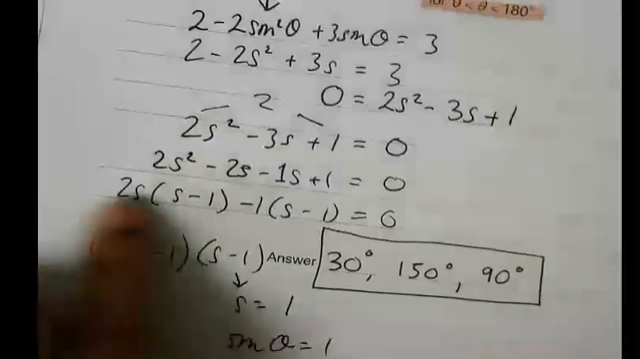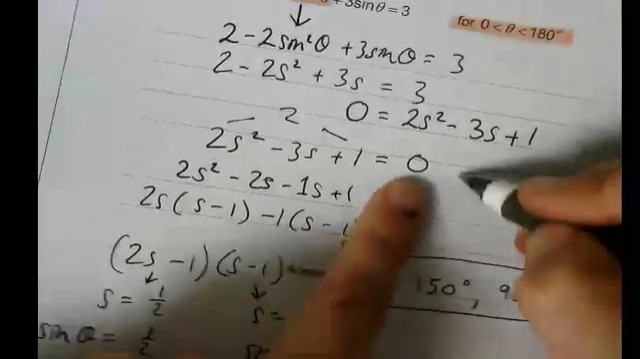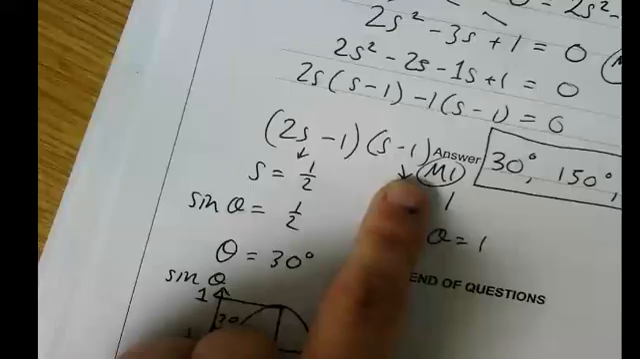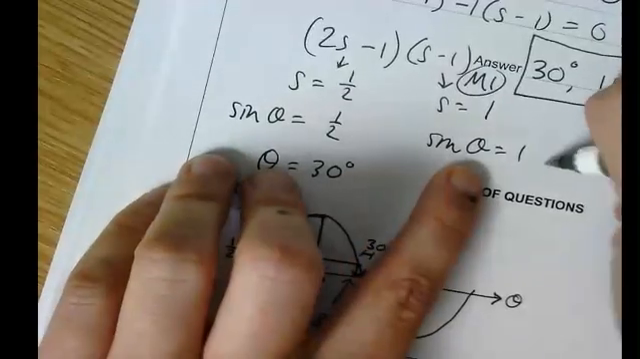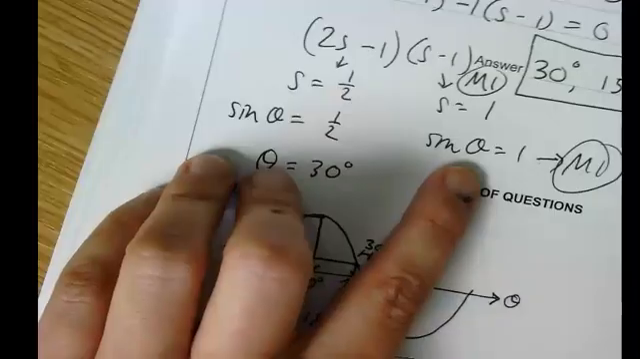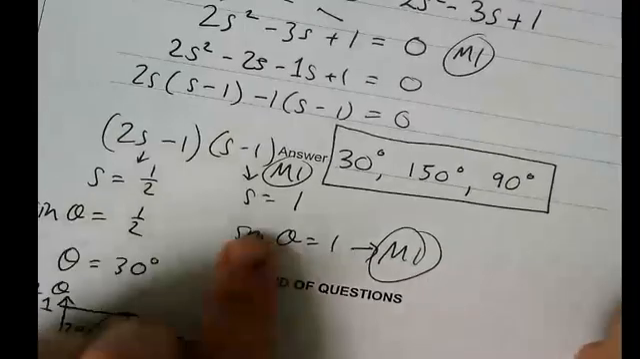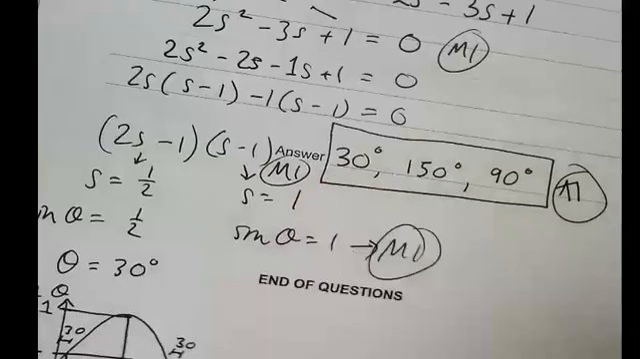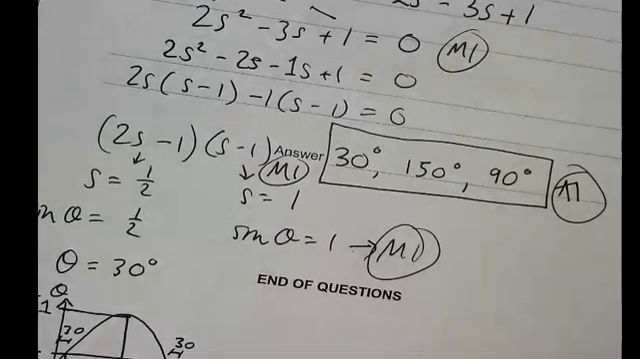You would get 1 mark for getting up to this line. You would get 1 mark for factorising. You would get 1 mark for sine theta is 1/2 or sine theta is 1. And then full marks for all 3 of these answers with no additional answers. That's the end of the paper.